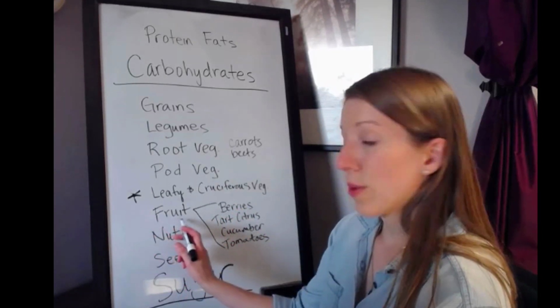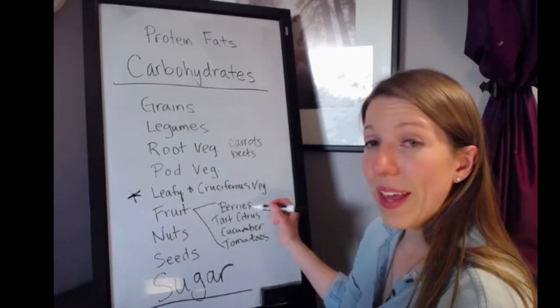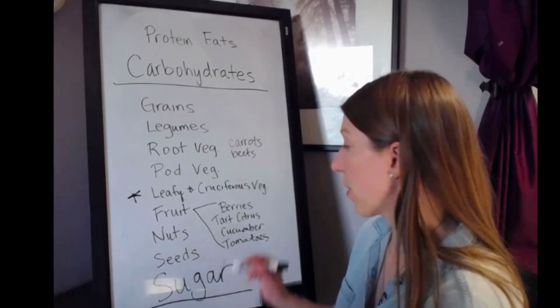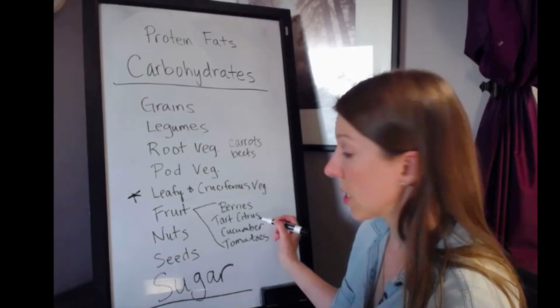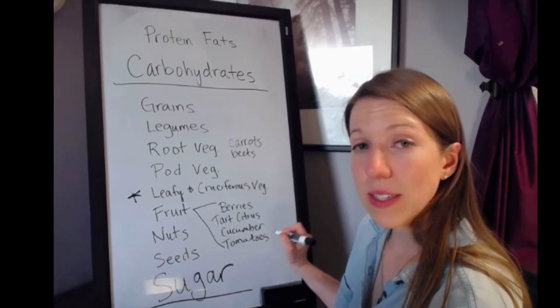Okay, then we have our fruits. So the okay fruits that we can have in moderation are really our berries, the tart citrus, our cucumbers, our tomatoes.